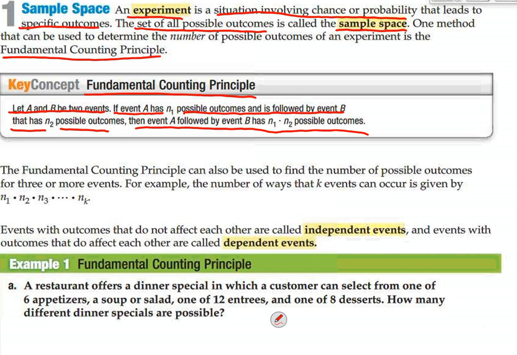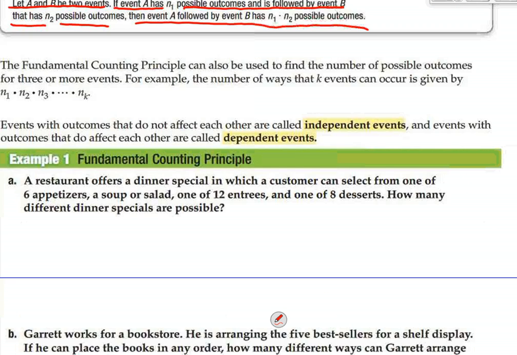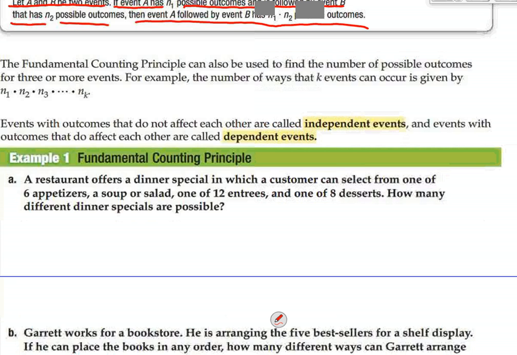And then independent and dependent events, you probably remember that from earlier as well. Events with outcomes that do not affect each other are called independent events. The most simple example of that is, you roll a die once, you pick it up, you roll a die again. Does the fact that you rolled it a first time have an effect on the outcomes when you roll it the second time? No. Dependent events are events with outcomes that do affect each other.